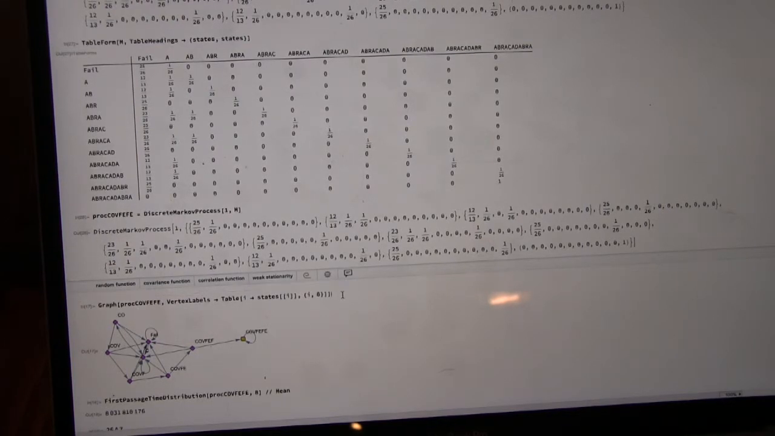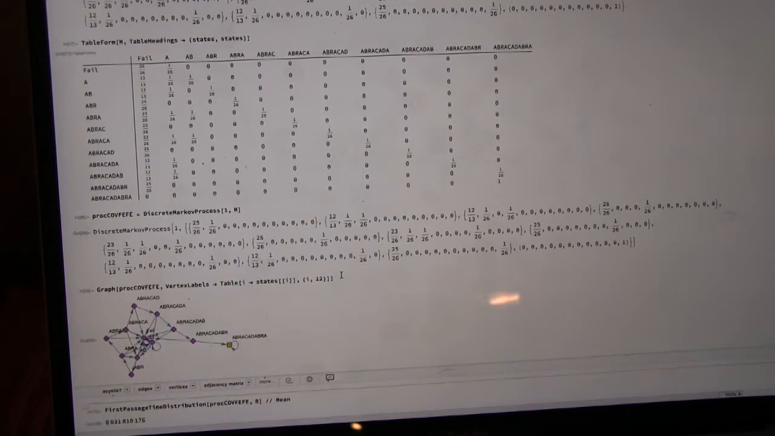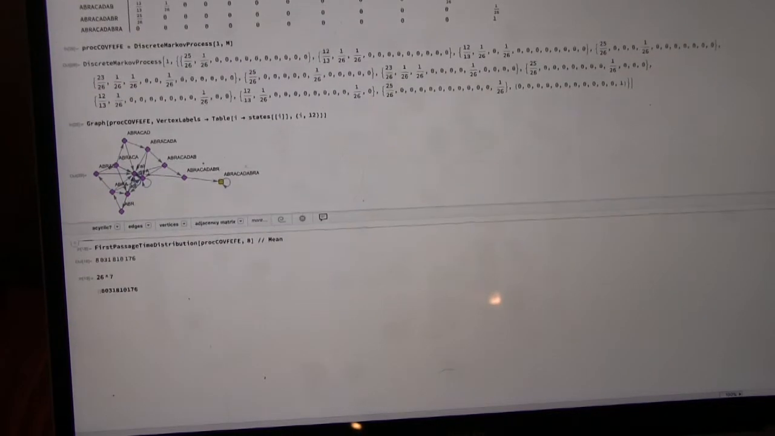Now let's take a look at the graph, which is going to have, instead of 8 states, 12 states. And we see the absorbing state there at the end. Let's bring this up. What do you notice that's different about this graph? Just tell me some things you think are different about it.